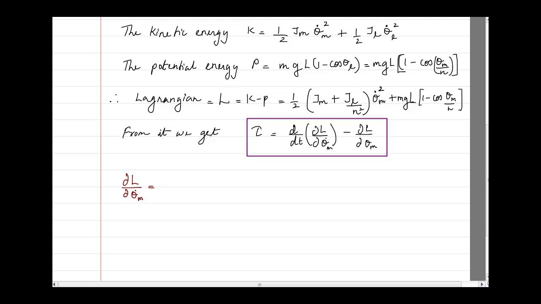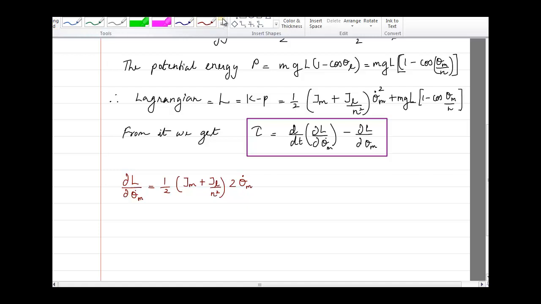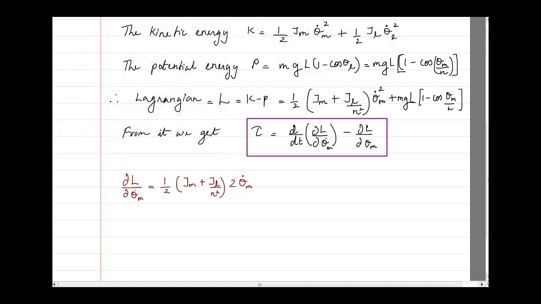If I take the differentiation of that, what will I get? I will get 1 by 2, the remaining portion Jm plus Jl by n square. It's going to be as such. This one will give me 2 theta m dot. The second term is going to be 0, so I'm not going to write that. And what you can see here is 2 and 2 will basically cancel off. Therefore, I'll cancel these off.